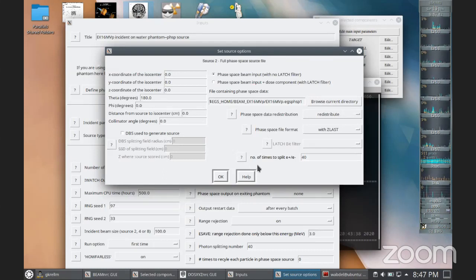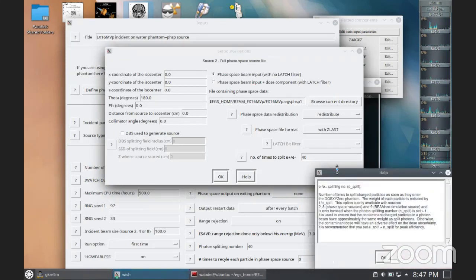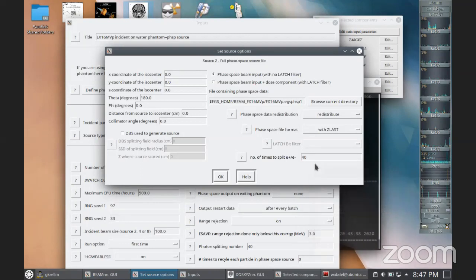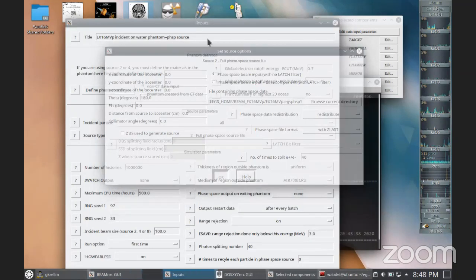the phasespace file. Number of tiles to split electrons. I don't know what this means. It has to do something with the variance reduction techniques. I usually keep the default. If the guys who wrote the code think this is the best number to put there, I won't argue with them.